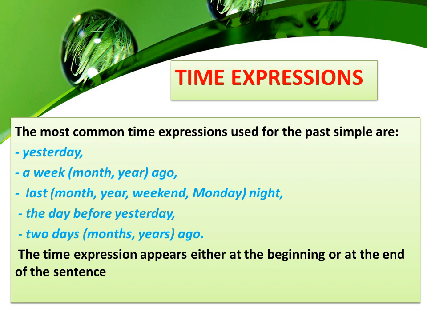Now here are some time expressions that you should pay attention to. In any use of a tense, we always notice some words or expressions that express that tense. For example, for the simple past you should look for these expressions in sentences or in a text. The most common time expressions used for the past simple are yesterday, a week, a month, a year, a day ago. Ago means something that has passed. Last month, last year, last weekend, last Monday, last week, last night. All of these are expressions that express the past. The day before yesterday, 2 days, 2 months, 2 years ago. The time expressions appear either at the beginning or at the end of sentences.